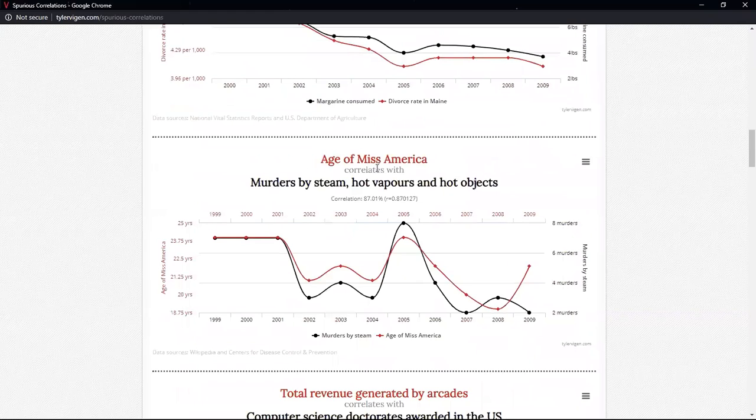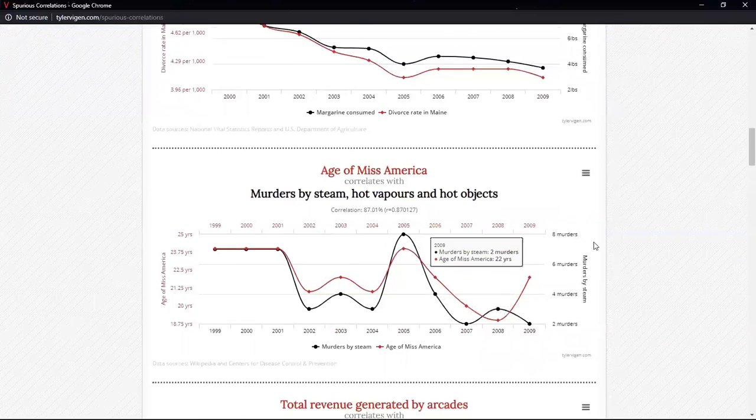Age of Miss America correlating with murders by steam. How do you murder someone with steam? I shouldn't laugh at that. I'm sorry. I just don't understand how you murder someone with steam. I guess you lock them in a hot room. Hot vapors, hot objects. The other stuff I get. I mean, hot vapors, kind of the same thing. Very low numbers.